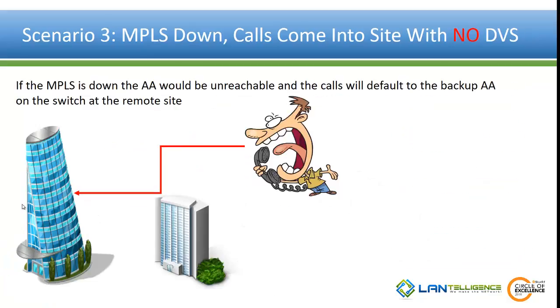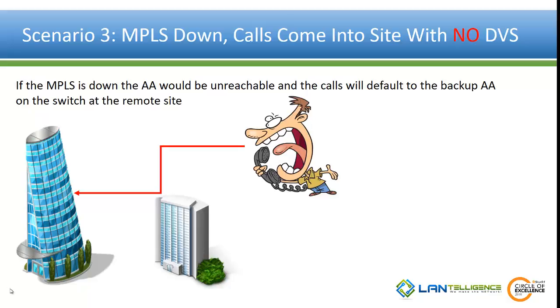The third scenario we're going to talk about is an MPLS down, call comes into a site with no DVS. So basically, if the MPLS is down, the auto tenant would be unreachable, and the calls would default to the backup auto tenant on the switch of the remote site. So the call comes into the remote site, it can't get to the auto tenant, so it's going to go to the backup auto tenant on the switch that it comes in on, or the location of the backup auto tenant, whether it be the T1, the local SG switch, or ShoreGear switch.